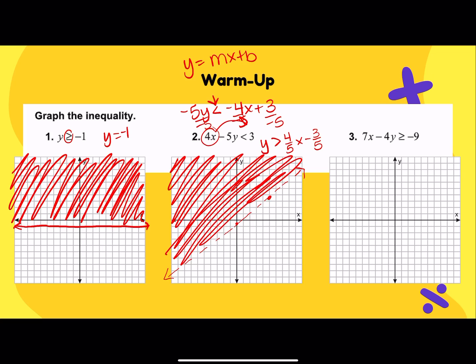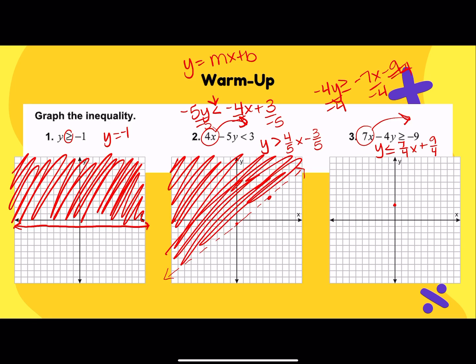Okay, then, again, I got to move my x over. I'm going to get -4y is greater than or equal to -7x minus 9. Something very similar is going to happen because I'm dividing by a negative. I'm going to get y is less than or equal to, because that has to flip because I'm dividing by a negative. 7 over 4, my negatives will cancel. And again, my negatives will cancel, so plus 9 over 4. 9 over 4 is 2 1/4, so it's a little bit past the 2.